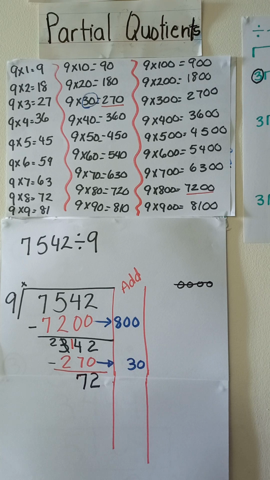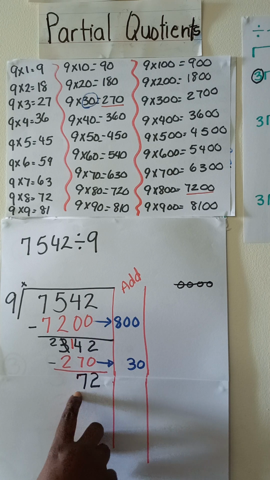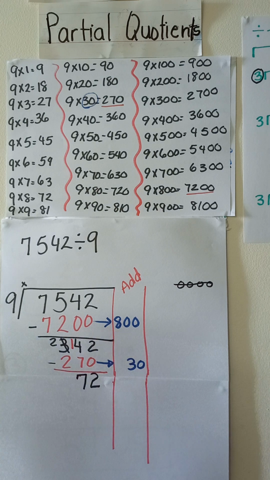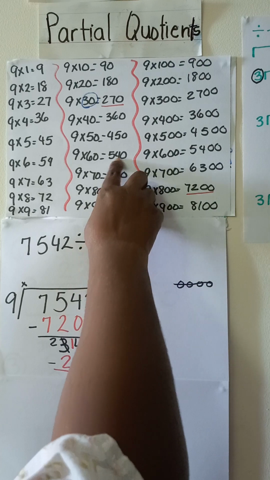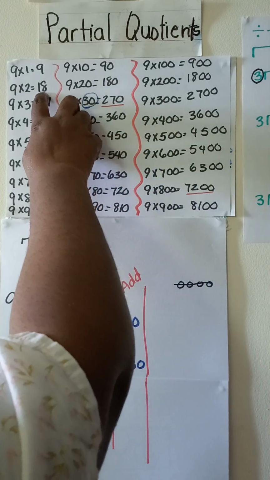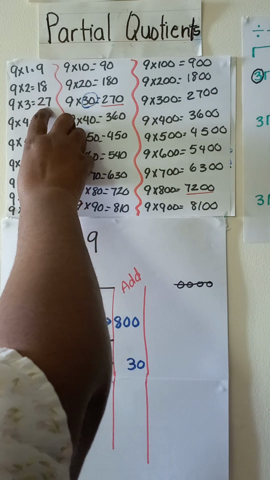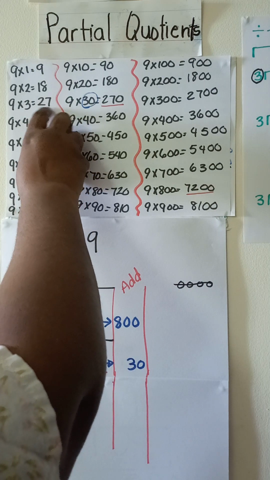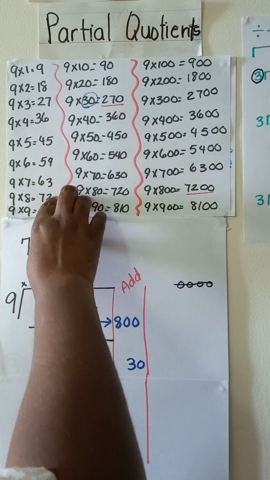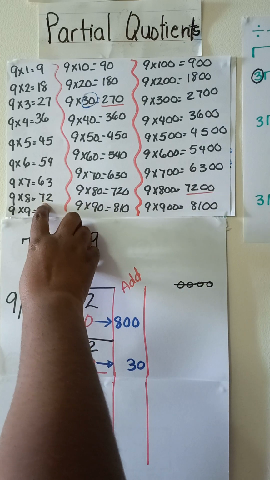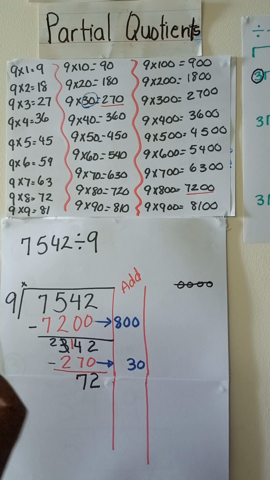Now, am I finished dividing? No, because this number is still bigger than 9. So I have to divide again. So I'm going to ask myself, how many times can I get 9 out of 72? So I'm going to look underneath my 9 times table, and I'm going to look for 72. Where is 72? No, that's 27. I have 7 ones and 2 tens. So I'm looking for 72. Look, I found 72 right here.